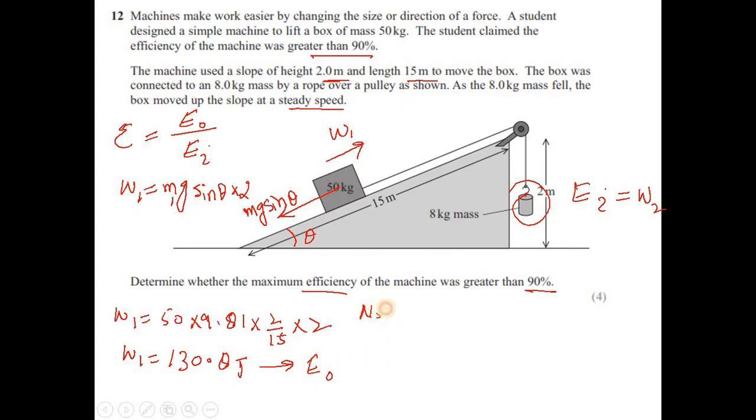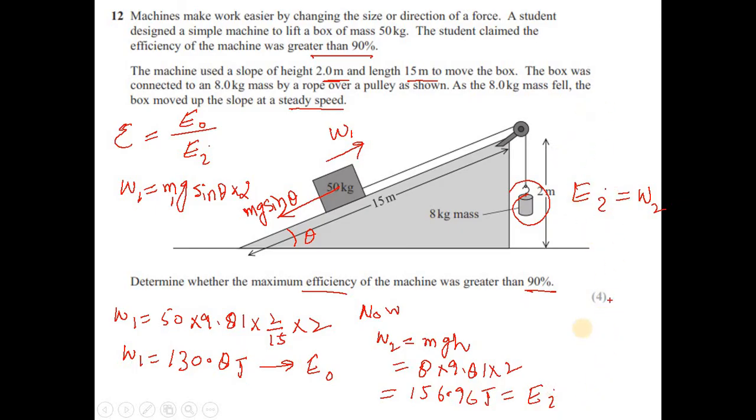Now you can find the input energy, which is W2 or E_I, whatever you say. W2 is mgh, which is 8 times 9.81 times 2. It is 156.96 joule. This is the input energy.